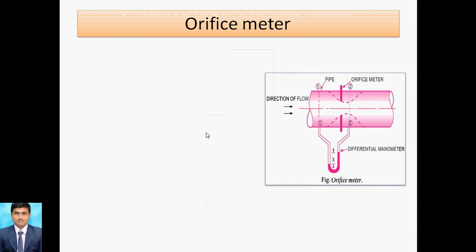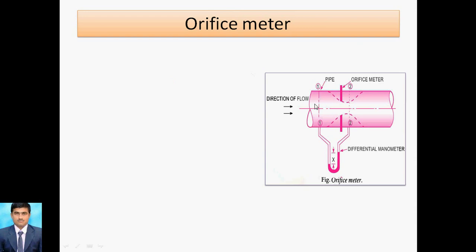Now we'll discuss the derivation for the orifice meter. With the help of Bernoulli's theorem, and after simplification of Bernoulli's theorem, we will get the orifice relation, that is Q actual. So how to calculate Q actual and Q theoretical, we'll discuss in this derivation.